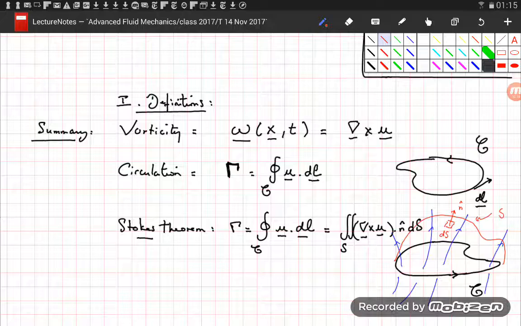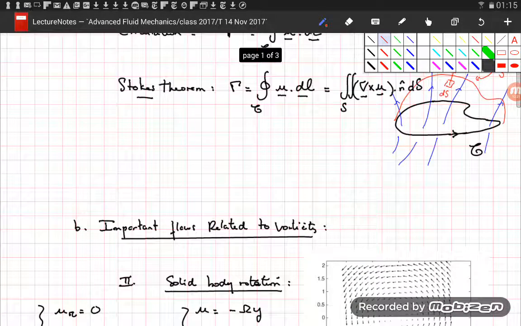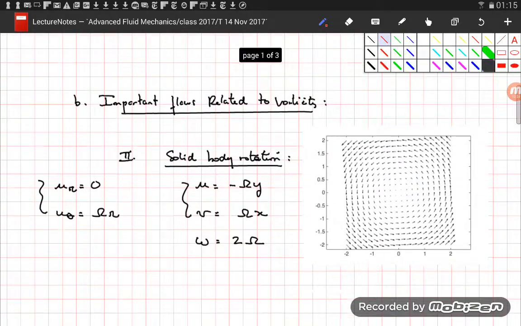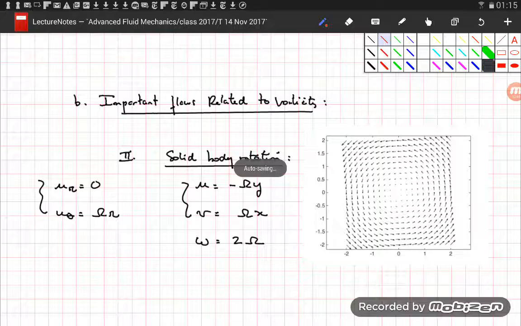Okay, so those are the definitions we introduced, and then we discussed three important flows. Those are very generic flows, which you have to know. The first one was solid body rotation. I plotted the vector fields on MATLAB. You can also just use the routines which we used at the very beginning of the class, just so that you see what the flow velocity field looks like.